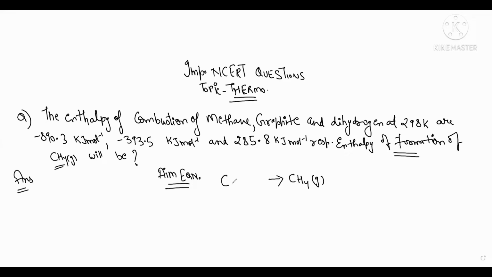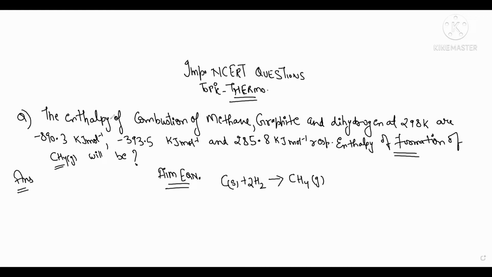So carbon exists as C in solid form, and along with this there will be hydrogen, which has an atomicity of 2. Since hydrogen on the product side is 4, on balancing we will get 2 moles of hydrogen. Now our equation is balanced also, and this is our aim equation, right? Now let us see what values and equations are given to us in an indirect form.